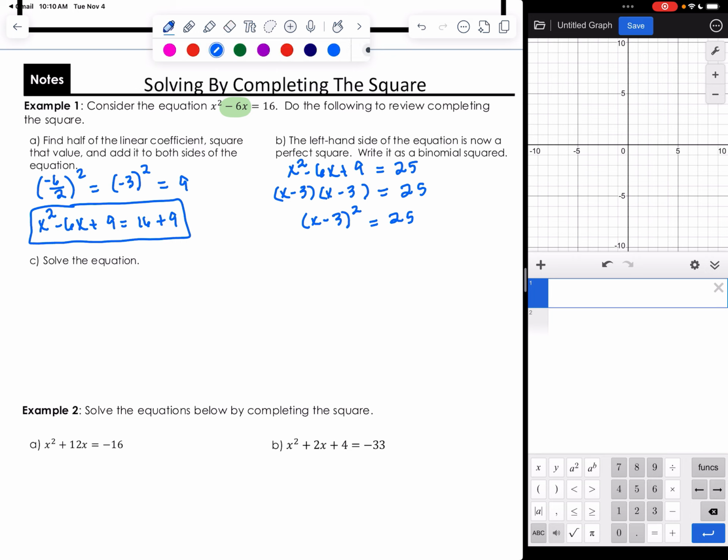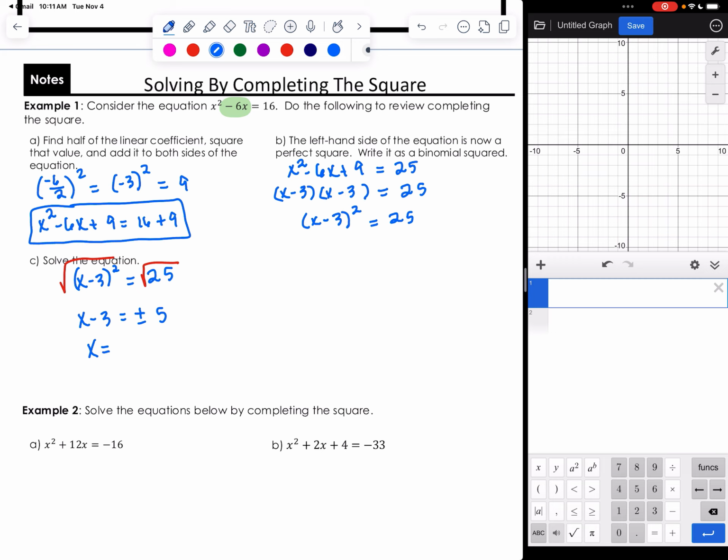So in part C, they want us to solve this equation. x minus 3 quantity squared is equal to 25. So remember in previous lessons, we've learned that we can take the square root of both sides, and that the square root of x minus 3 squared would simply be x minus 3. The square root of 25 would be plus or minus 5. And then I just have to get x by itself by adding 3 to both sides.